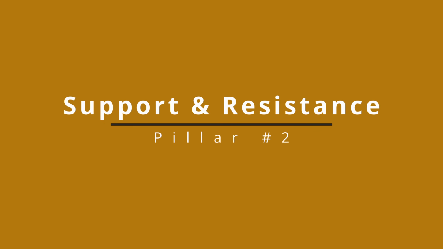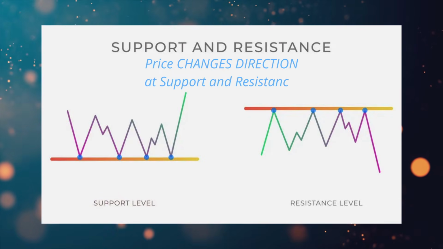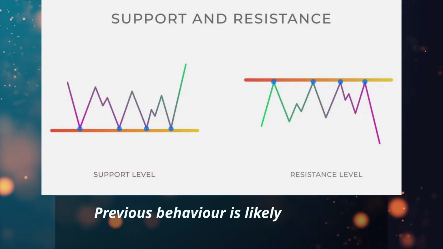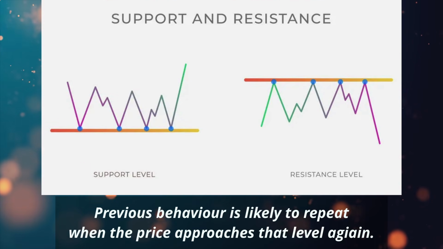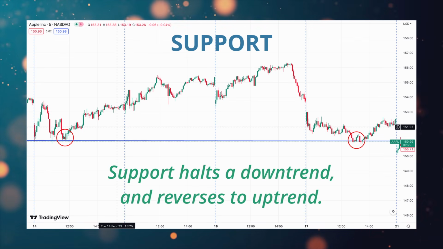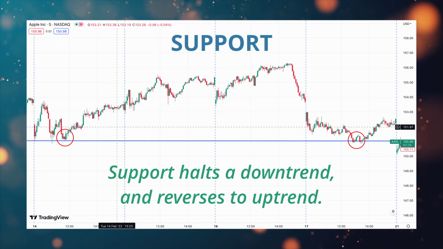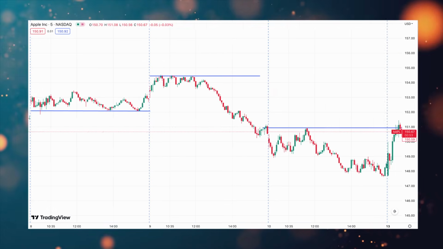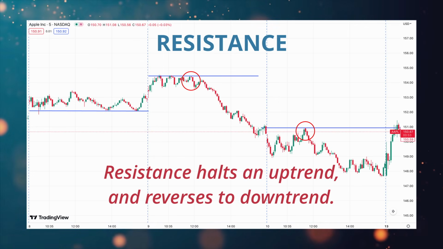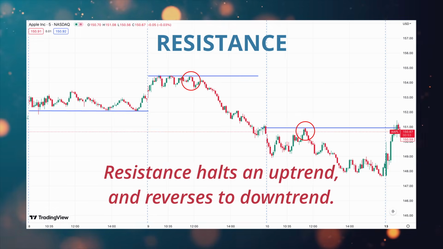Pillar number 2, support and resistances. Supports and resistances are the levels at which the market has previously shown some change in its behavior, and that behavior is likely to repeat when the price reaches that level again. A support is a level on a chart where the price has a high probability of halting a downtrend and reversing to an uptrend. A resistance is a level on the chart where the price has a high probability of halting an uptrend and reversing to a downtrend.